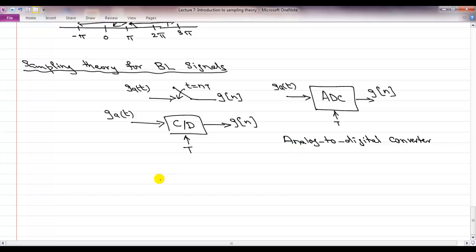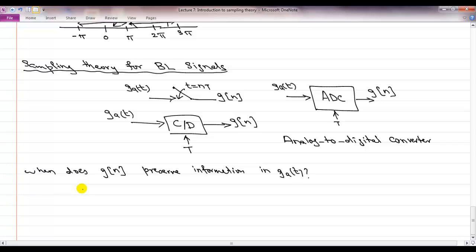Now, we are interested in finding out when does g[n] preserve information in g_a(t). So if we are going to ask when does the time domain signal preserve information from the time domain sampling, we can equivalently ask the same question in the frequency domain.